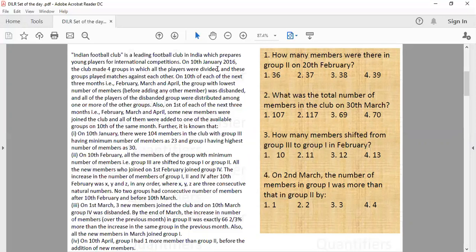Also, on first of each of the next 3 months, that is Feb, March, and April, some new members joined, and all of them were added to one of the available groups on 10th of the same month. Now we have 4 conditions with us. The first one says on 10th of January there were 104 members in the group, with group 3 having the minimum number of members as 23, and group 1 has the highest members as 30. Next, on 10th of February some information is given, and after that we have information in the third and the fourth point. So let us try to solve this set.